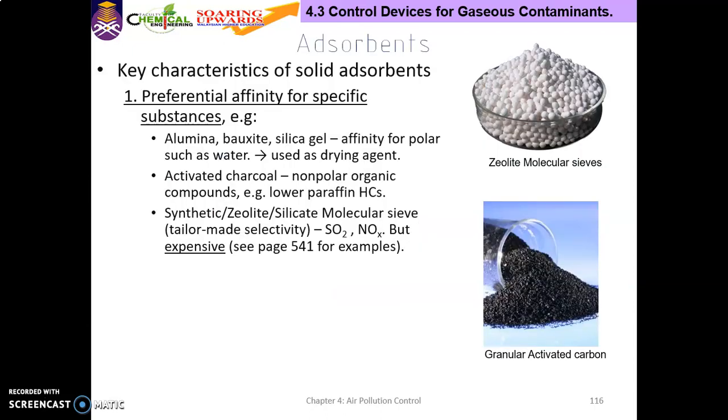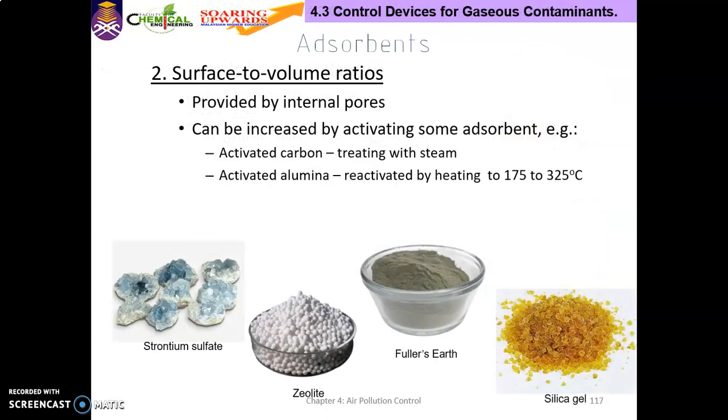Okay, now look at examples of adsorbents, the medium. Key characteristics of solid adsorbents. The first one is preferential affinity. For example, alumina, activated charcoal, silicate, molecular sieve, zeolite. Okay, so these are examples of adsorbents. And then number 2, you have to look at the surface to volume ratio. Okay, it can be provided by the internal pores. It can be increased by activating some adsorbents, for example, activated carbon and activated alumina.